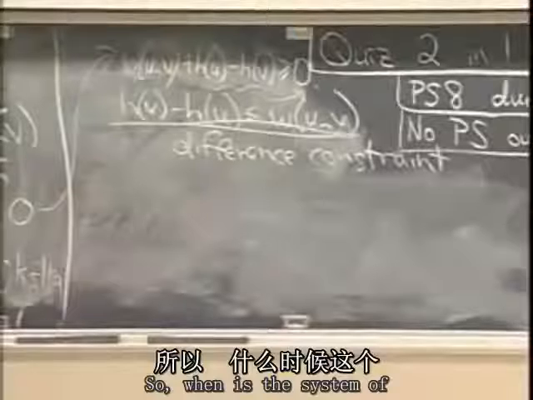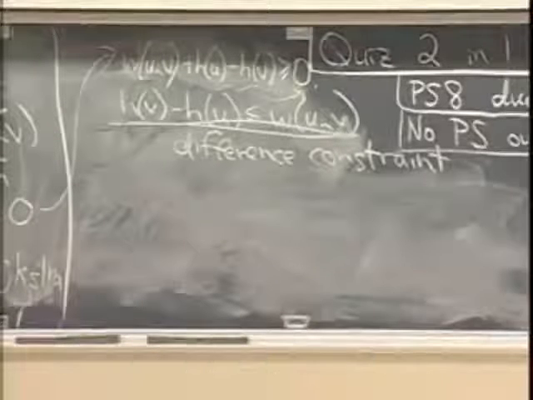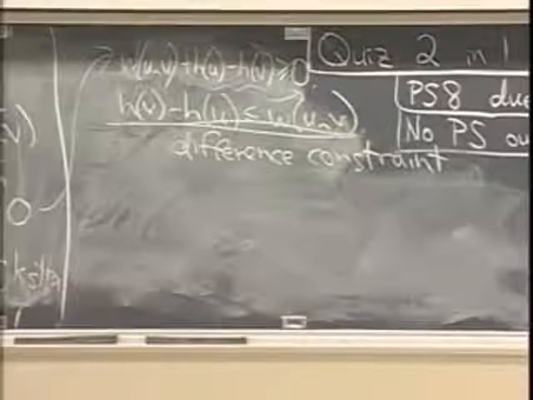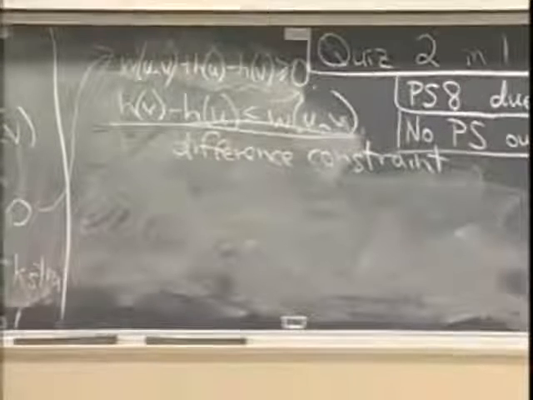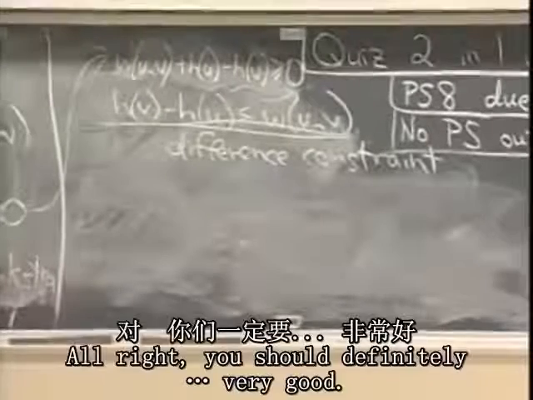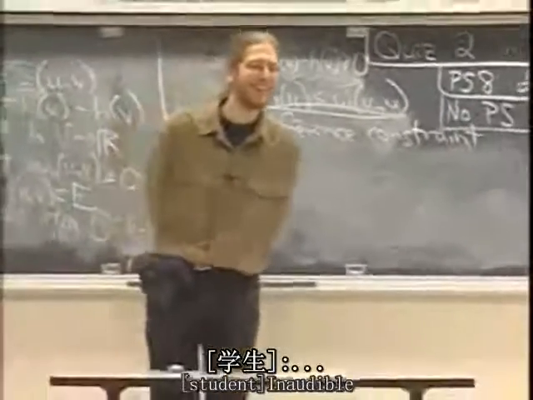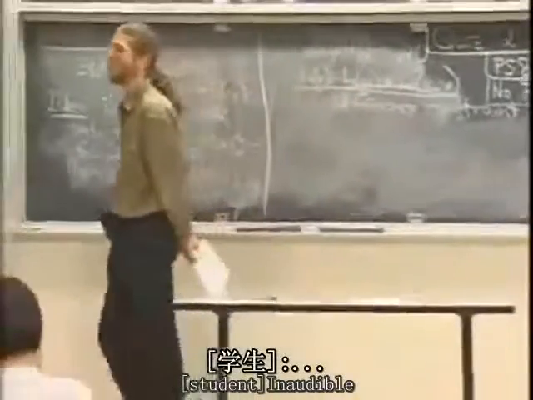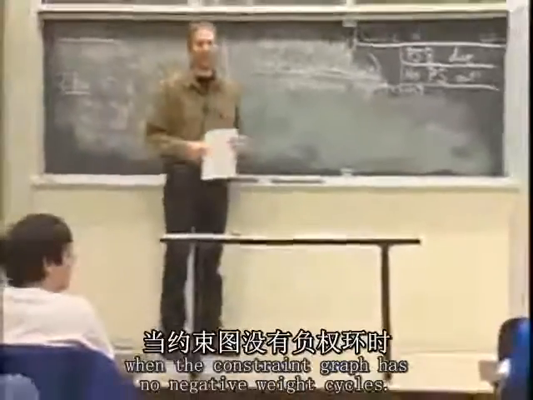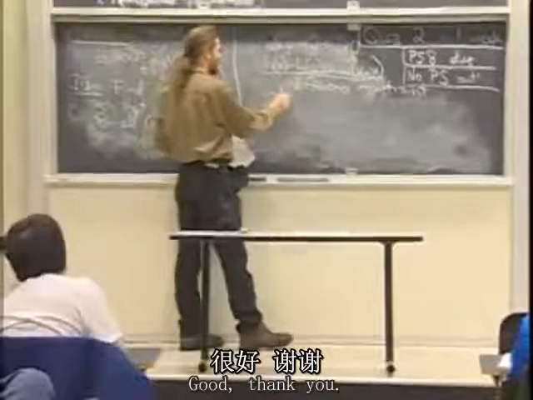So when is the system of difference constraints satisfiable? Constraint graph has no negative weight cycles. Yes, very good. Someone brought their lecture notes. When the constraint graph has no negative weight cycles. Good, thank you.